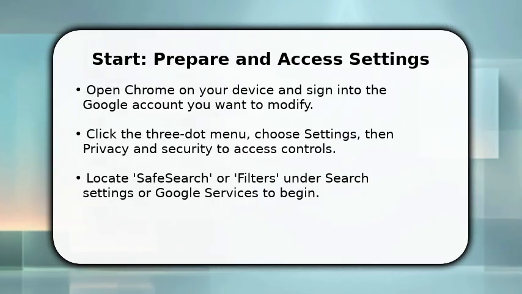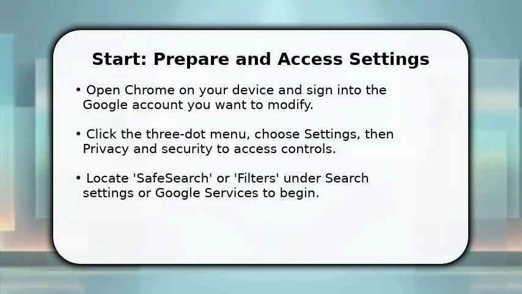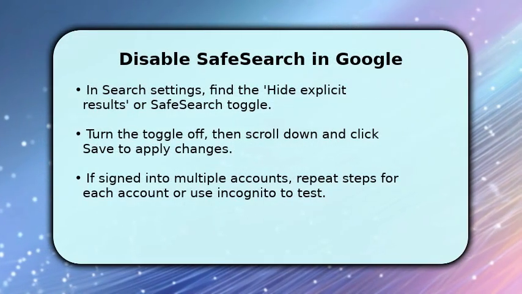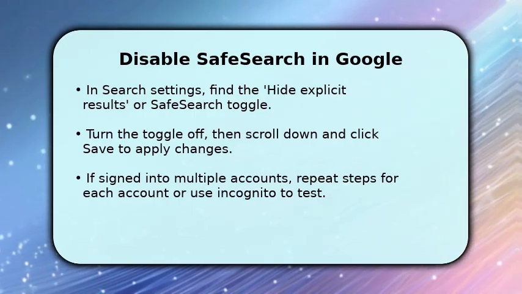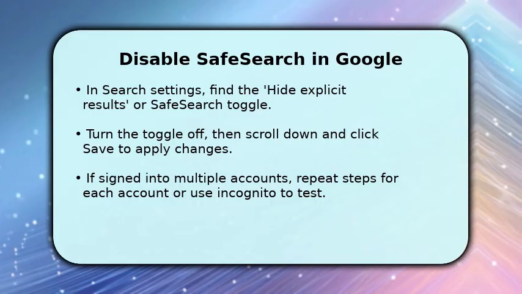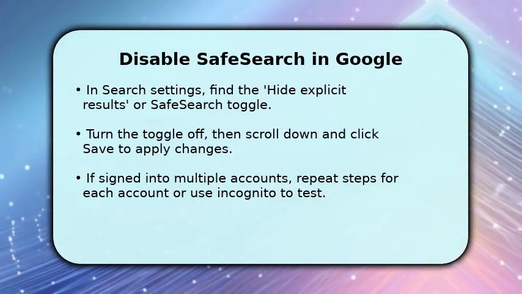Do this now. It's the first actionable step because without navigating here, you can't disable the filter that blocks explicit results. You now disable Safe Search itself. In Search Settings, locate the Hide Explicit Results or Safe Search toggle and switch it off. This directly controls what Google filters from search results. Make sure to scroll down and click Save so the change persists across searches.